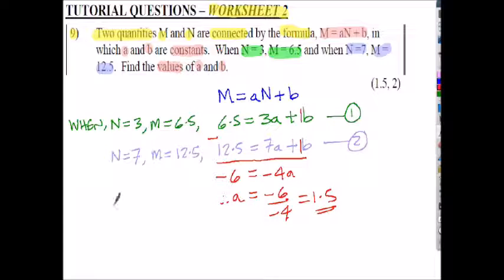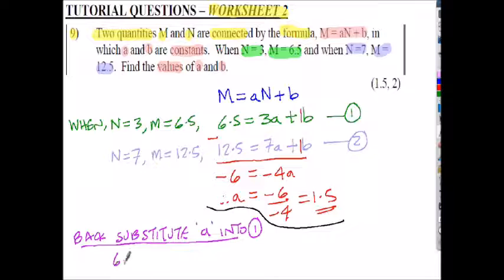As with the previous questions, we need to now back substitute to find the value of B. So back substitute A into, and I can choose which equation I want to use. I think I'll use equation 1. So 6.5 is equal to 3 multiplied by the A, which we now know was 1.5, and we add to that little b.